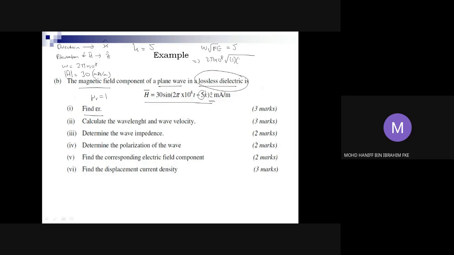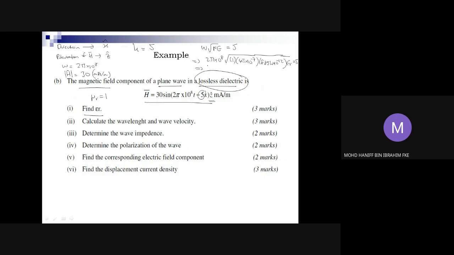And then mu naught is 4 pi times 10 to the power negative 7. And the epsilon will be epsilon naught, which is 8.854 times 10 to the power negative 12, and then multiplied with epsilon r. And then this should be equal to 5. Your task is then to calculate what should be the value for epsilon r.